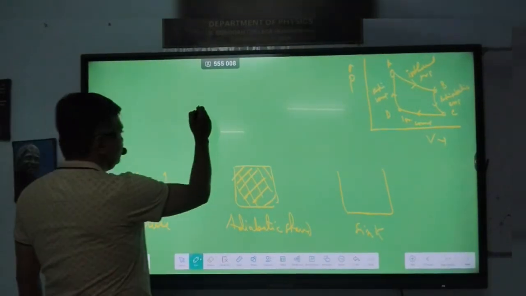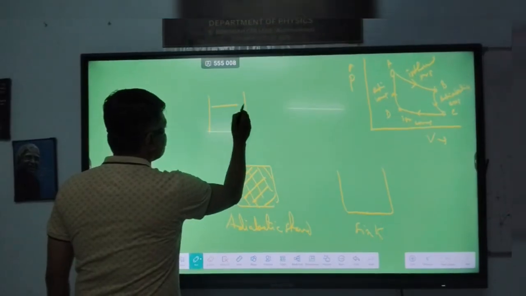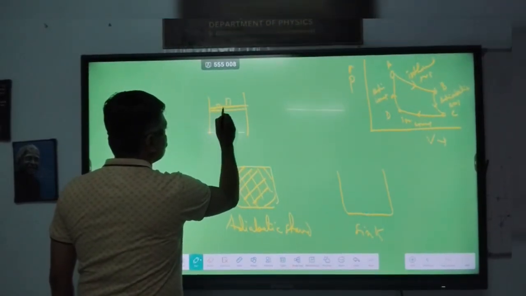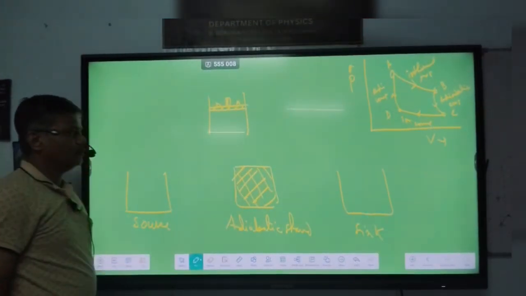Now I need a cylinder with a piston. The piston, along with it, I need a cylinder.